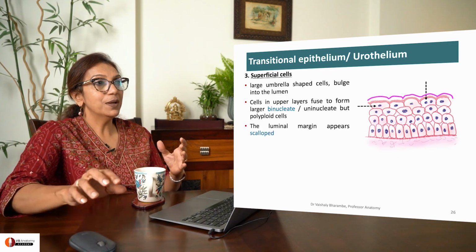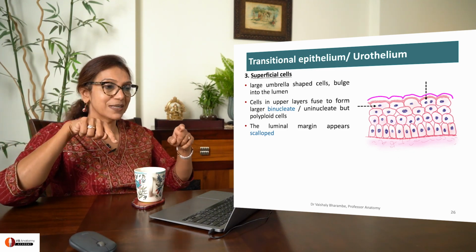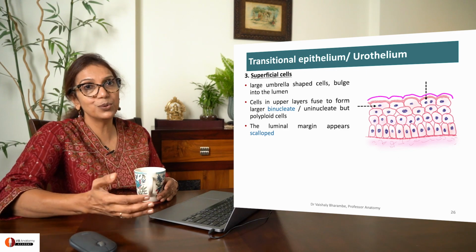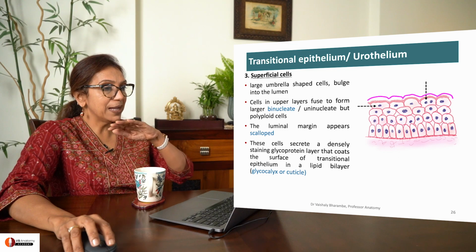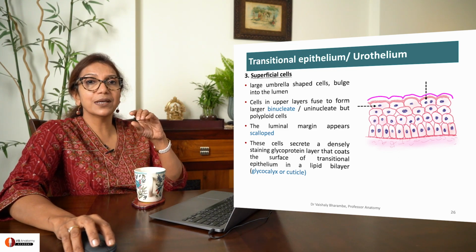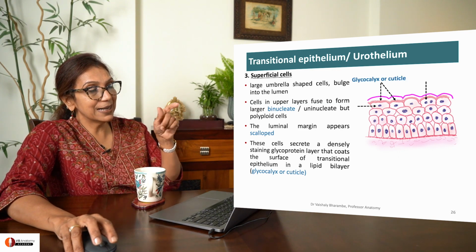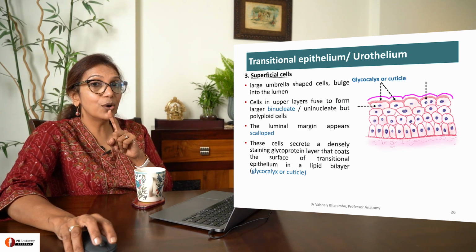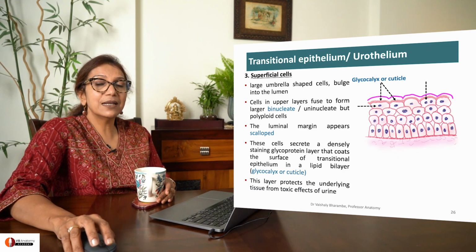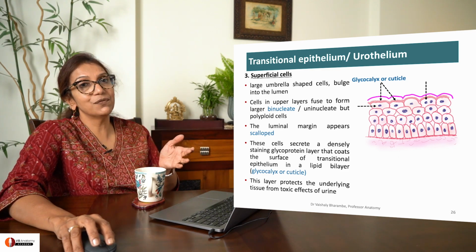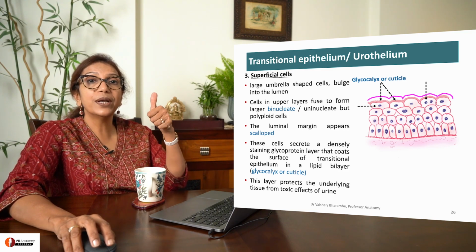The cells on the top bulge into the lumen in the form of scallops. Okay, scallops. I've shown what scallops are for those of you who don't understand. The top of the cell is coated by a glycocalyx or a cuticle, a layer that is protective for the epithelium. Okay, so this is the glycocalyx or cuticle. Remember to draw this in your exam. This layer protects the underlying tissue from the toxic effects of urine. So one function of transitional epithelium: protective.